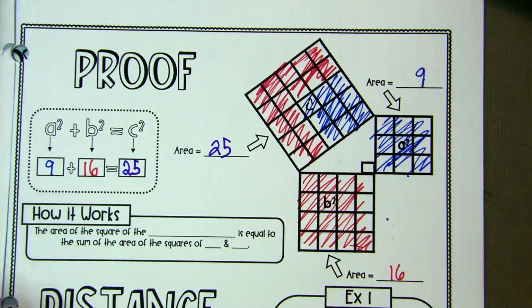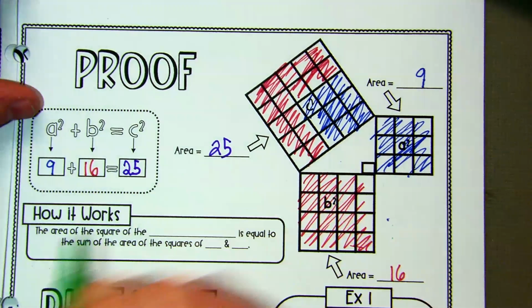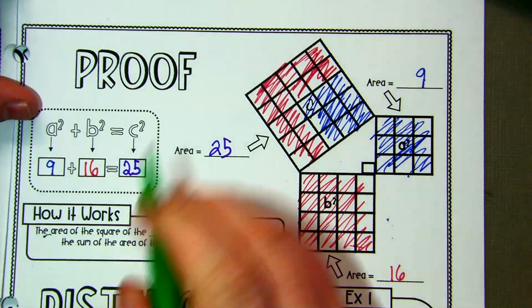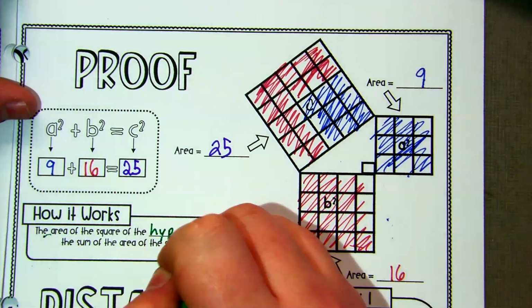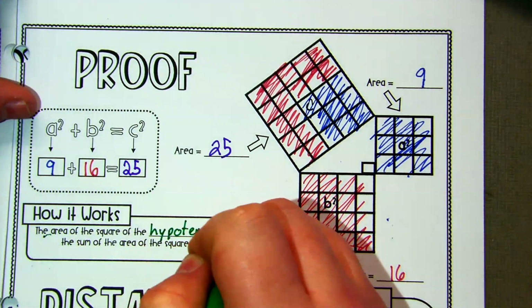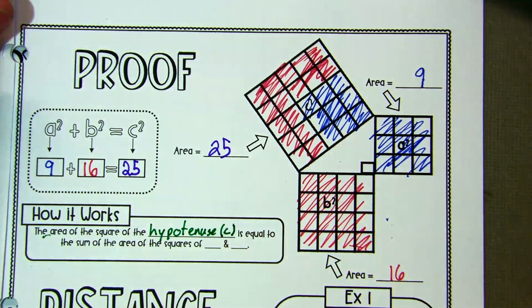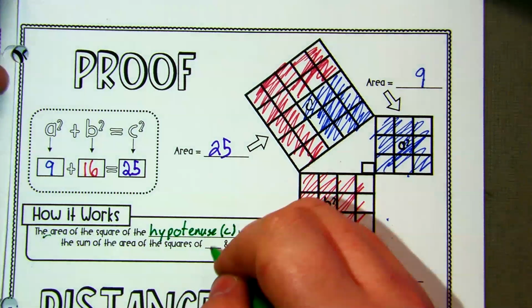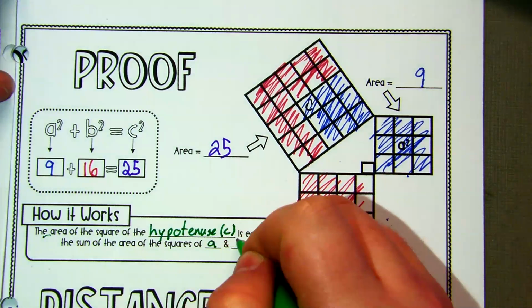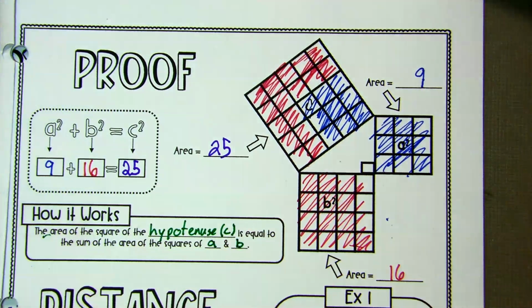Filling in our little blanks on the bottom, the area of the square of the hypotenuse, you're going to label that C, is equal to the sum of the area of the squares of A and B. So we add A squared and B squared together, and we get C squared.